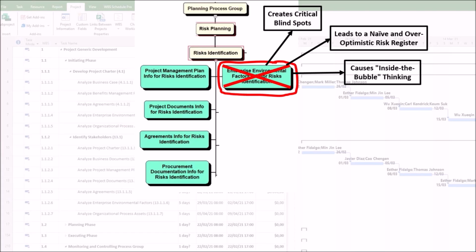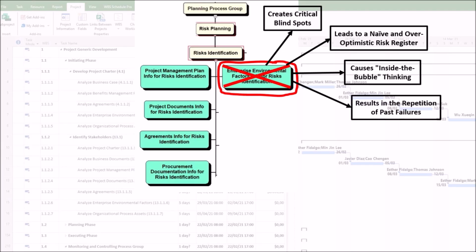3. It causes inside-the-bubble thinking. The team focuses only on what they can control internally, failing to see how external forces can impact them. This is a classic failure in strategic planning. For example, a product team is diligently identifying technical risks for a new product. However, because they didn't analyze market enterprise environmental factors, they miss the risk that a competitor is weeks away from launching a superior and cheaper alternative, making their own product obsolete upon release.